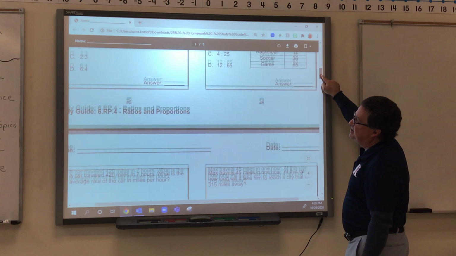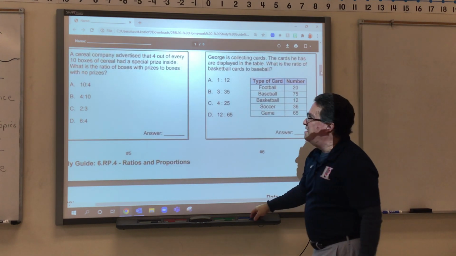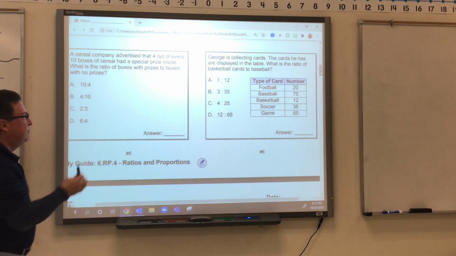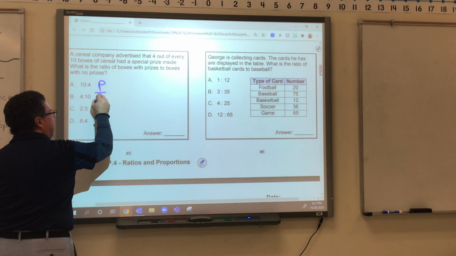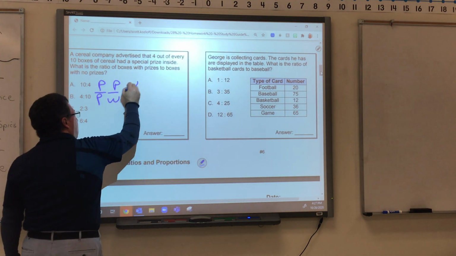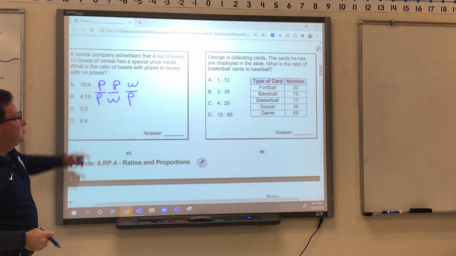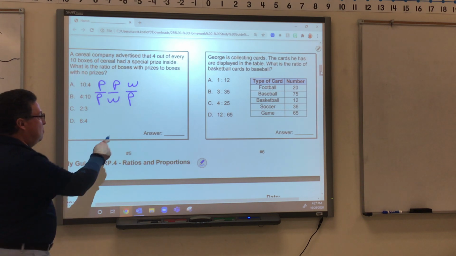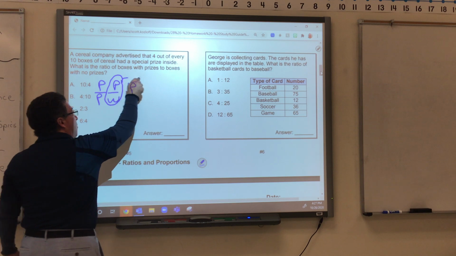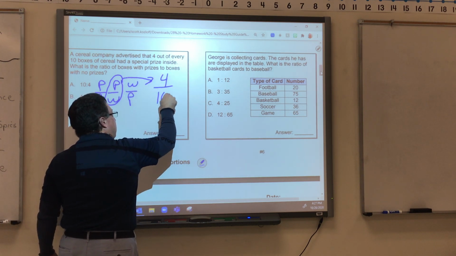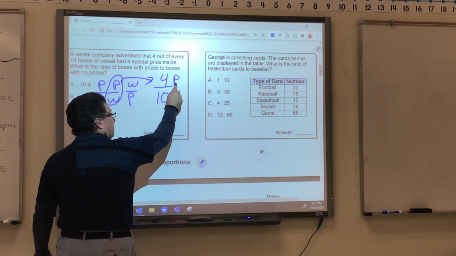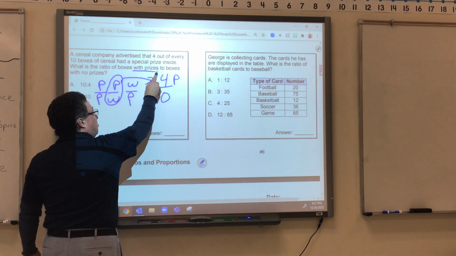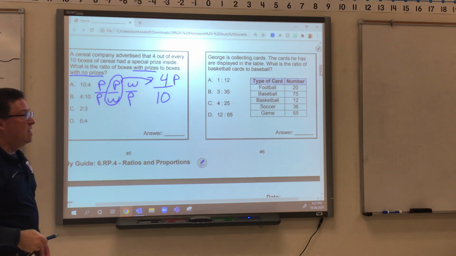Let me go to number 5 and 6. Number 5 says a cereal company advertises 4 out of 10 boxes, yada, yada, yada. Let me remind you, there is part to part, part to whole, and whole to part. This is one of those questions where the information you know is a part to whole. This is what we know. 4 out of every 10 boxes have prizes, okay? But the question asks for a ratio of boxes with prizes to boxes with no prizes.